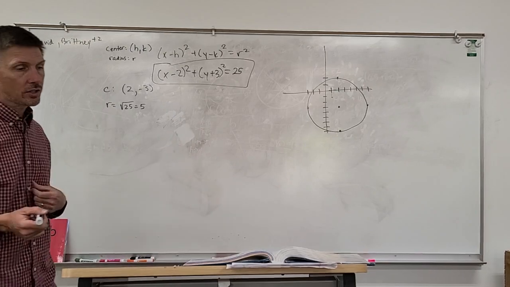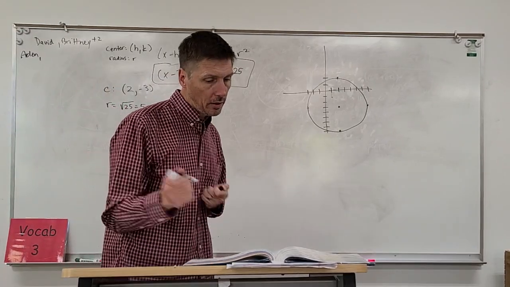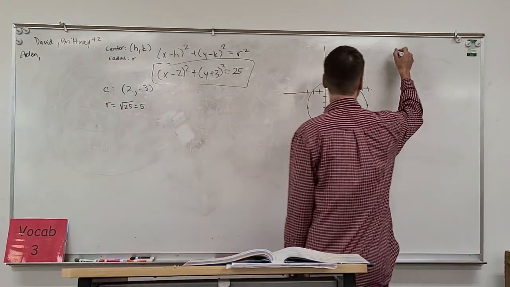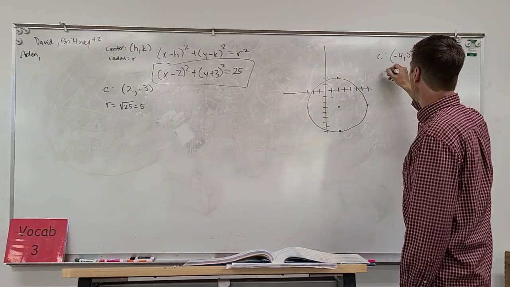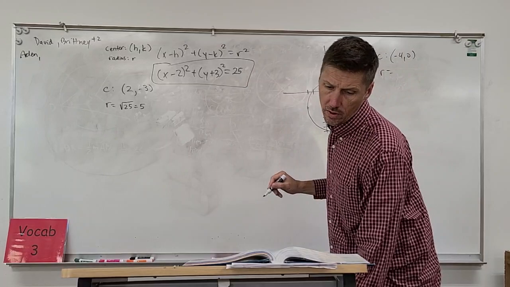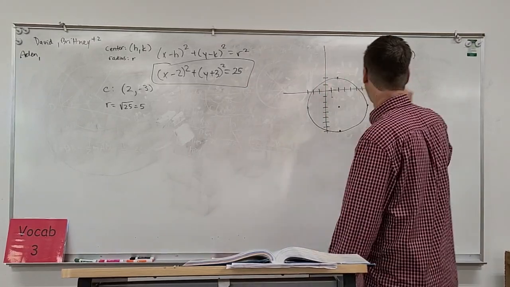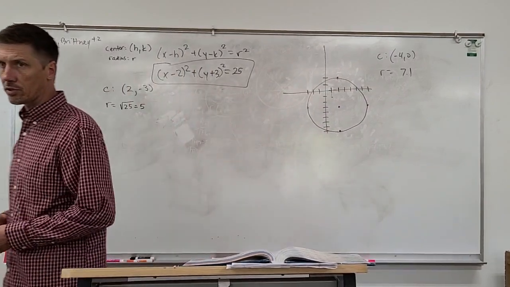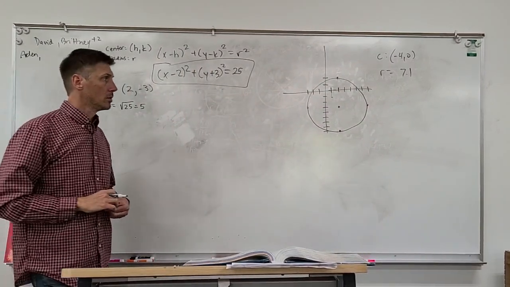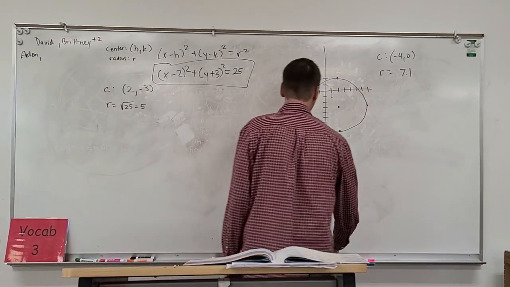So what if I just gave you, like they do here, what if I just said, hey, I've got a circle that has a center at (-4, 0), and it has a radius of 7.1. Give me the standard equation for that circle. So what would the standard equation for a circle like that be?